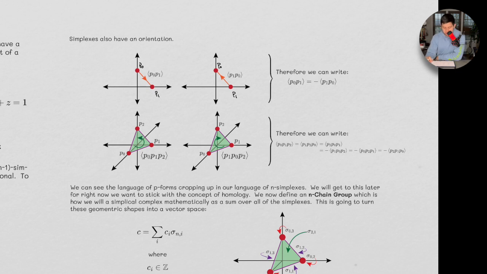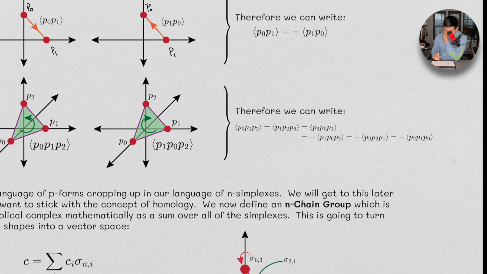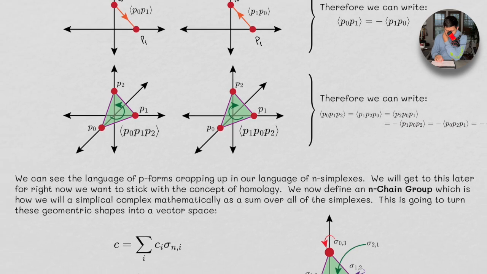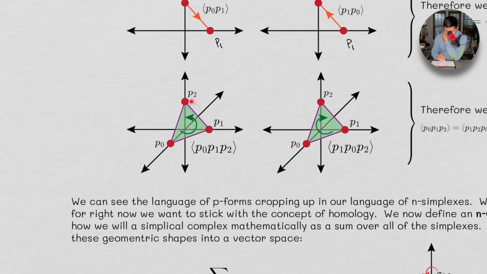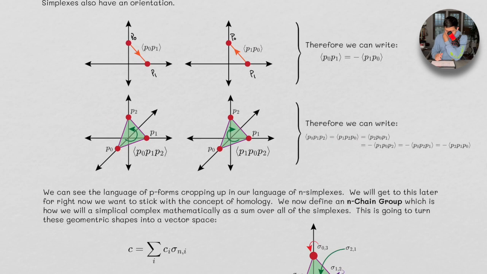Simplices also have an orientation. So we can define P0, P1 as having this orientation, and P1, P0 as being the negative of that orientation. So we write this. We can also write for a 2 simplex, we have 0, 1, 2. Well, that's going to be the same thing as 2, 0, 1, right? So we have 2, 0, 1. Well, it's also going to be the same as 1, 2, 0, right? So there's our 1, 2, 0.